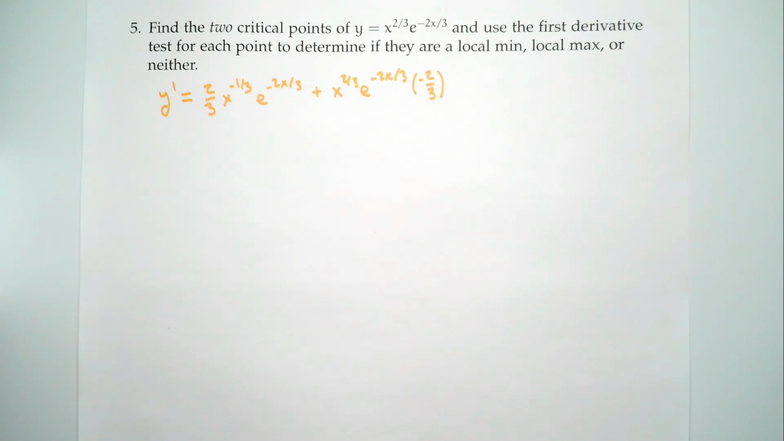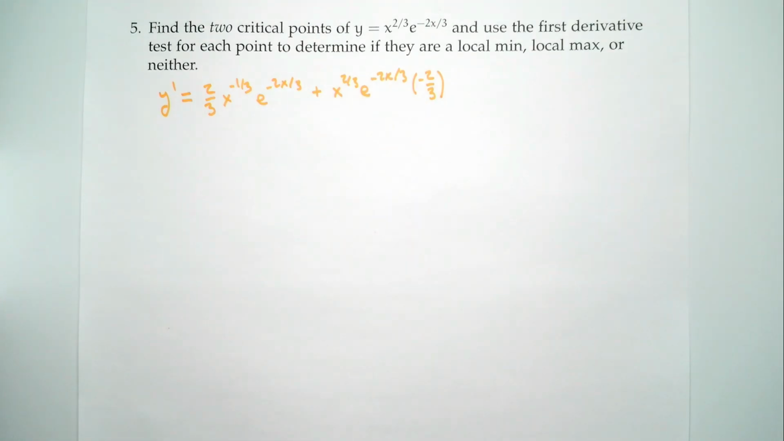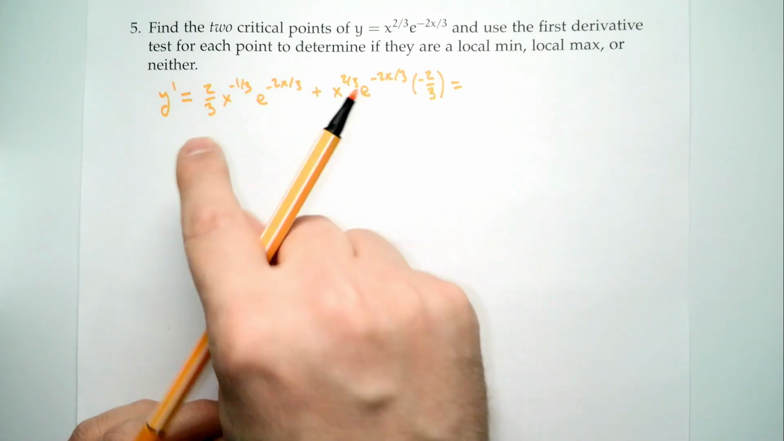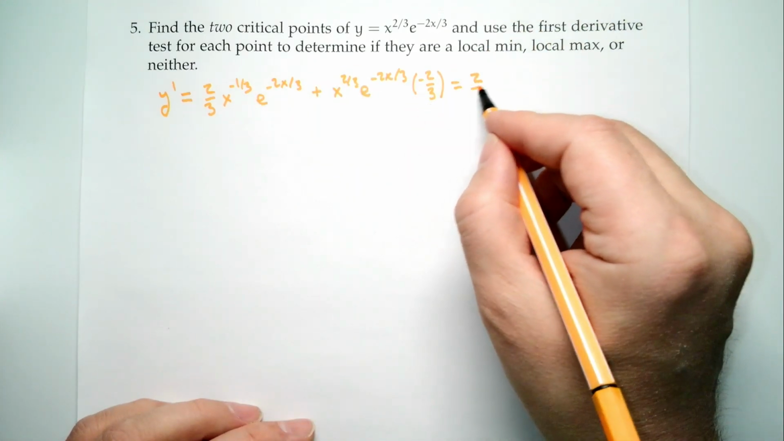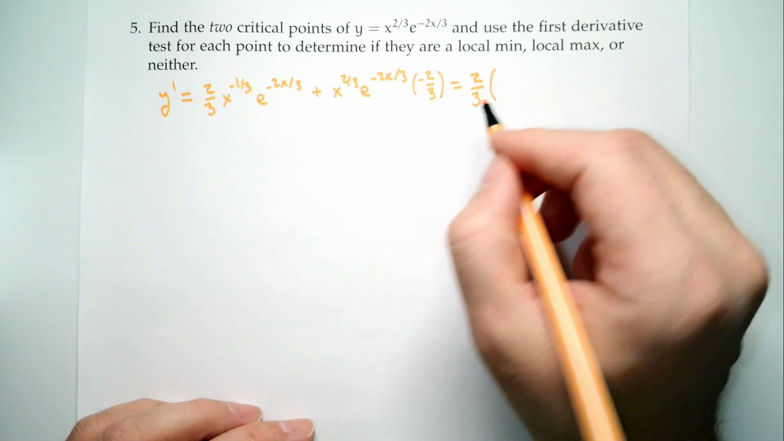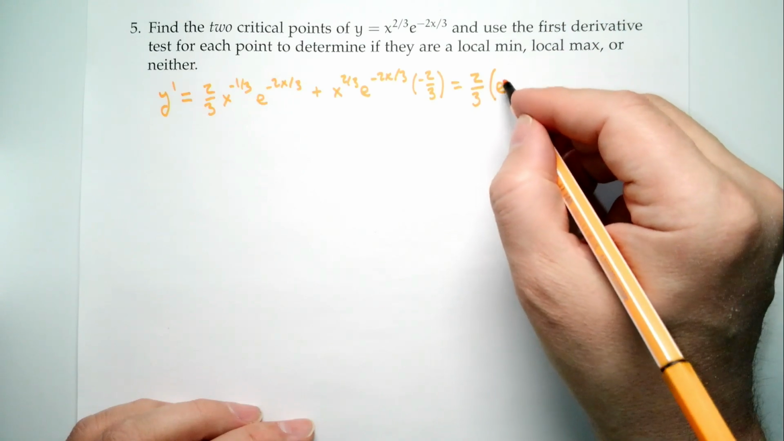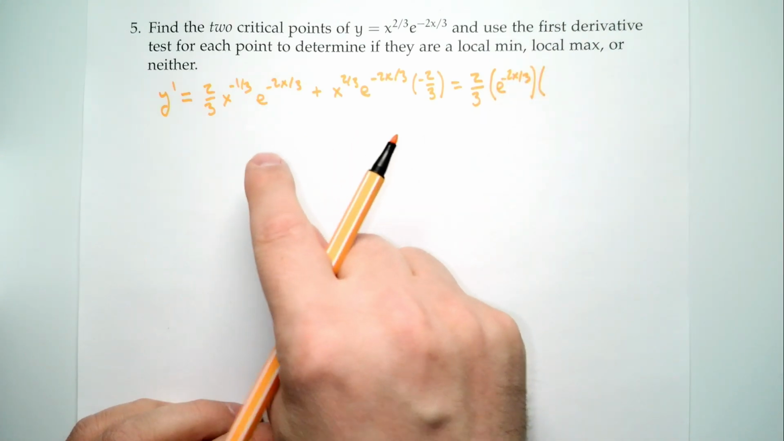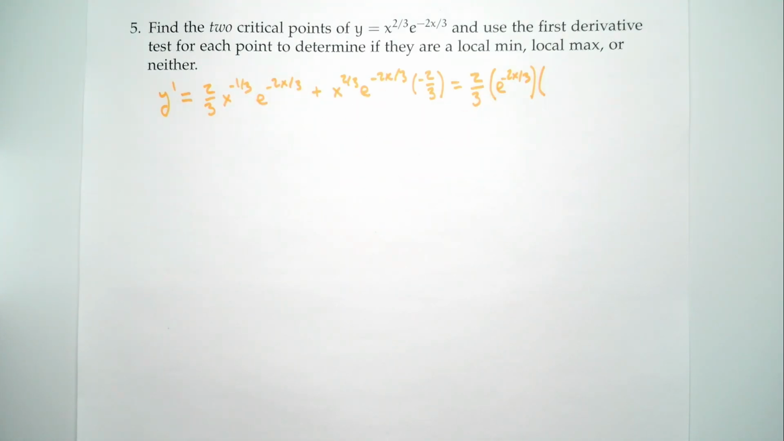Now we should simplify. When you have things being added together, the way we simplify is to pull out what's common. So what is common? Well, they both have 2/3, so we can pull that out. What else do they both have? Well, they both have an e to the -2x over 3, so we'll pull that out. What else? They both have powers of x, so we should pull out x to some power.